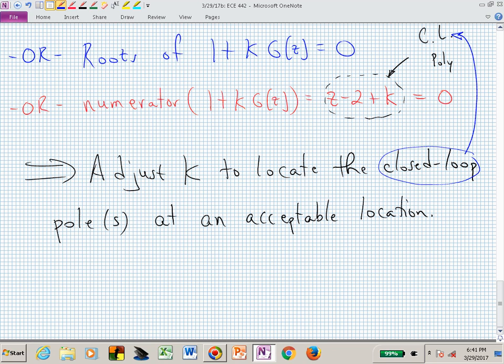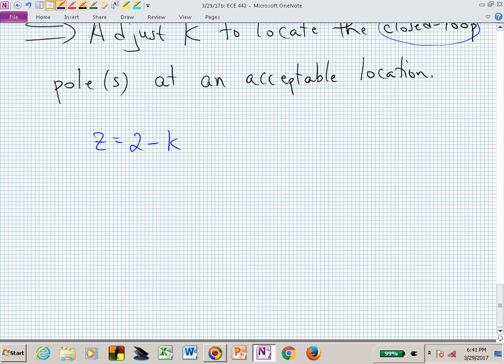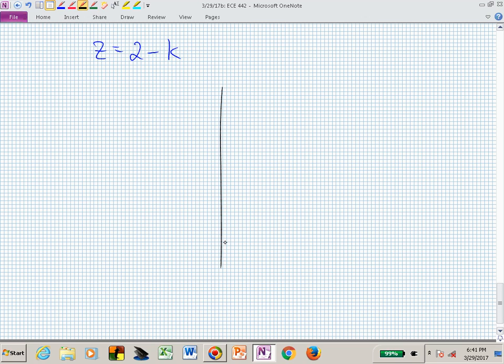All right. So now, what are we looking at? We want this closed loop polynomial. We're setting it equal to 0, and we want to know what values of z cause that to vanish. So we can solve that for z, and we now have z is equal to 2 minus k. Are we okay with that? We can adjust k to give us a z value that maybe we like. Can we do that? And we can actually look at that in the z plane to maybe give us a little bit more insight.